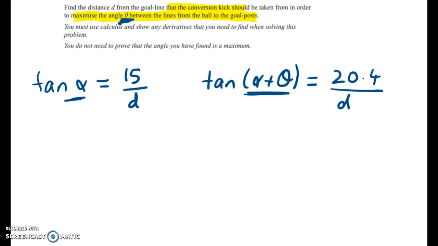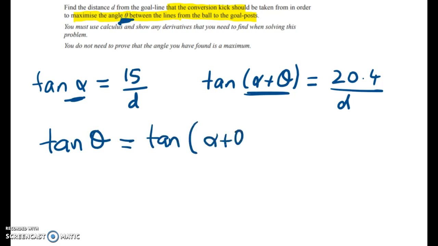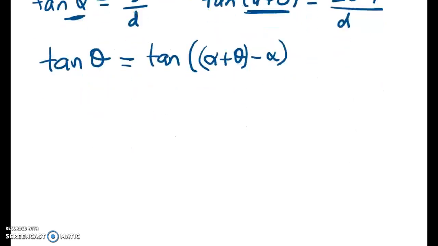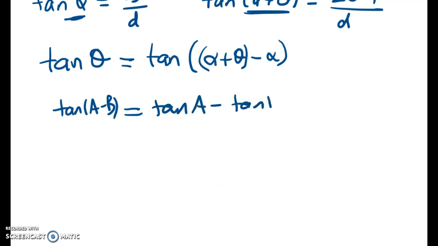Now, we want to get an expression maybe for theta, but we can start by looking at this and saying, well, this here is some kind of compound angle thing. So let's not think about theta just yet. Let's think about tan of theta. So tan of theta is equal to tan of alpha plus theta minus alpha. And this should make you think of the compound angle formula. So tan of A minus B is equal to tan A minus tan B over 1 plus tan A tan B.